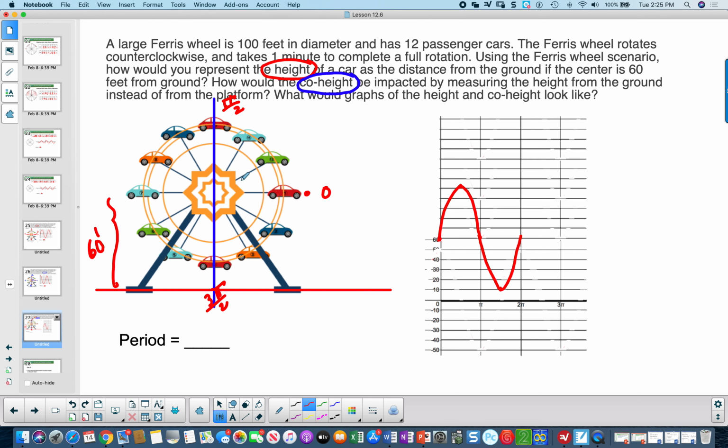And the co-height, how far is it away from this? Well, it is going to be the same as what we did before. So the distance from this car to here will be, again, 50 feet. From this car it is 50 feet at 0, but at pi halves, it's at 0. And then at pi, right over here, it's going to be negative 50. So this is the same graph I just did a few minutes ago. And at 3 pi halves, it's going to be at 0. So really, there was no change to the co-height. The only change was in the height when we looked at it from the ground.